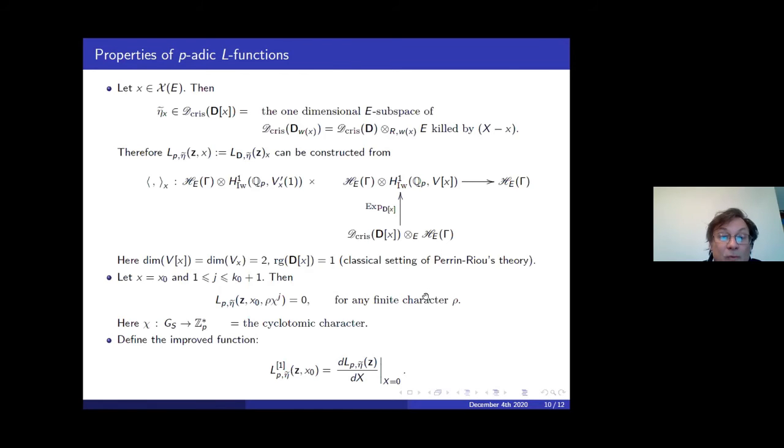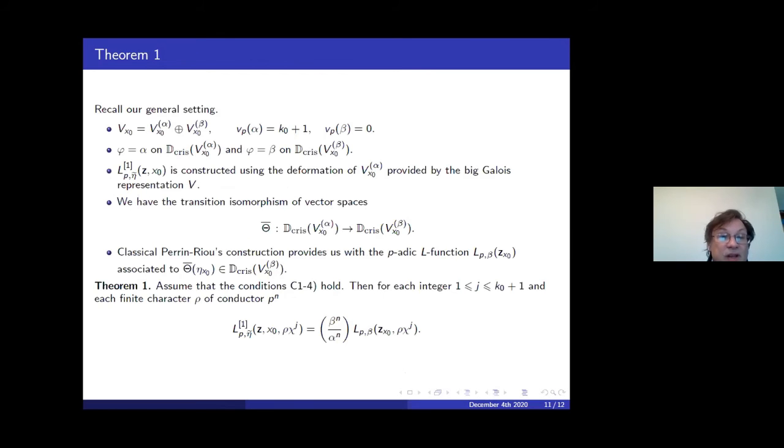We can next define the function L1, which is the derivative of this two-variable function with respect to x. Now we can formulate probably the main result of this talk. At least the main technical result of this talk.